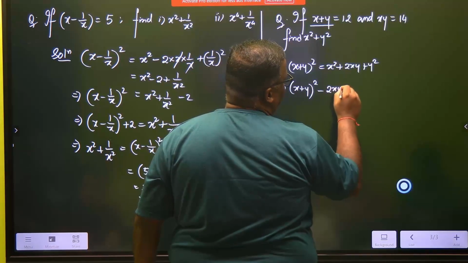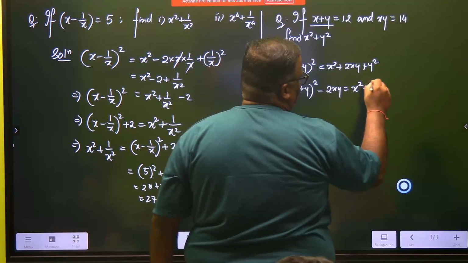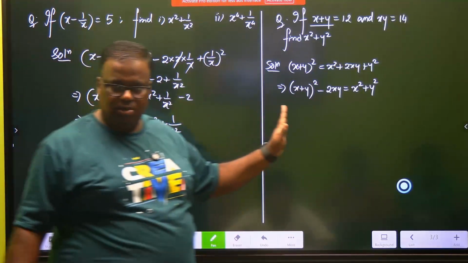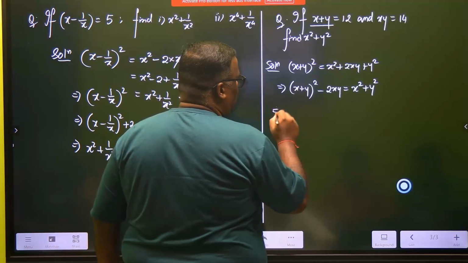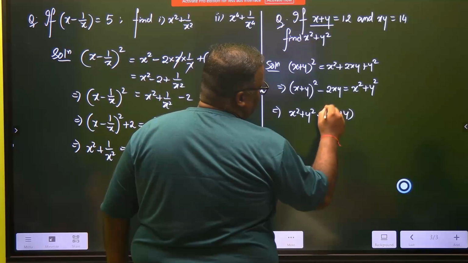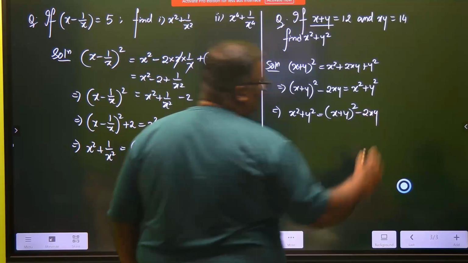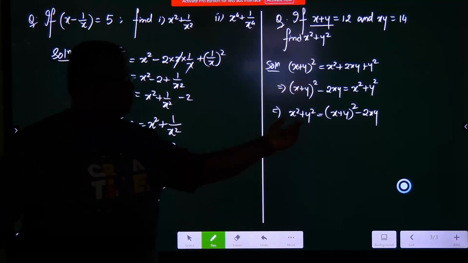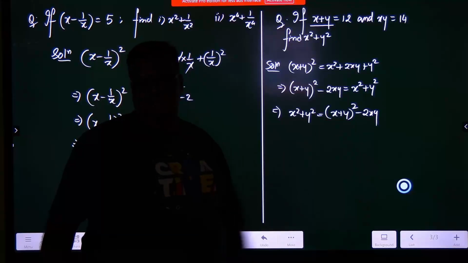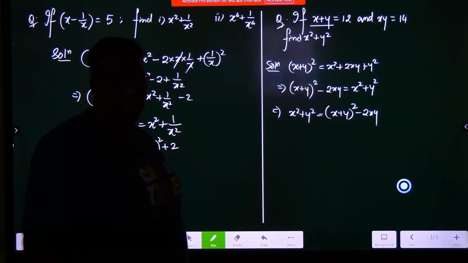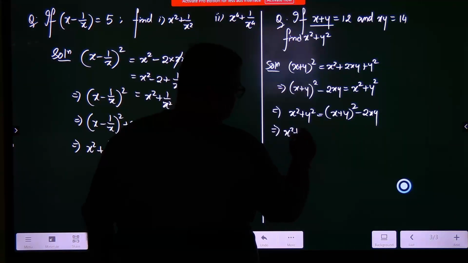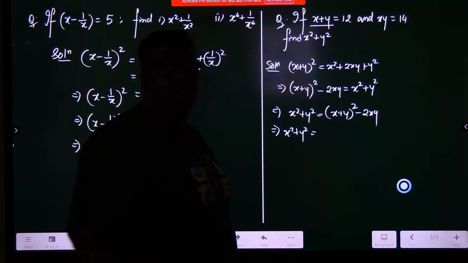minus 2xy is equal to x square plus y square. Do you agree? 2xy was plus on that side, so it came as minus 2xy. So far okay? Right. What happened Nivedita, is there any problem? x square plus y square is equal to x plus y whole square minus 2xy. Clear? This is what we have to find out. So this is equal to this square minus 2xy. Clear? See the power of identities. It's working. So x square plus y square will now be equal to, what is x plus y?